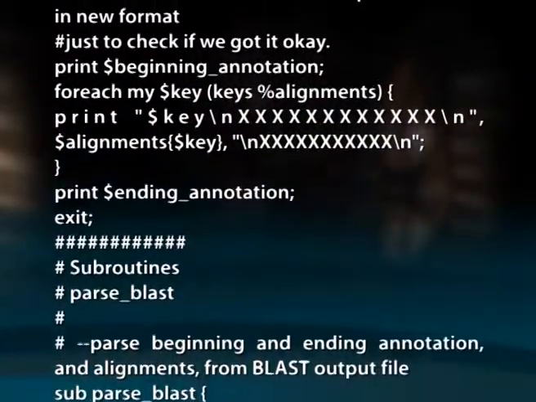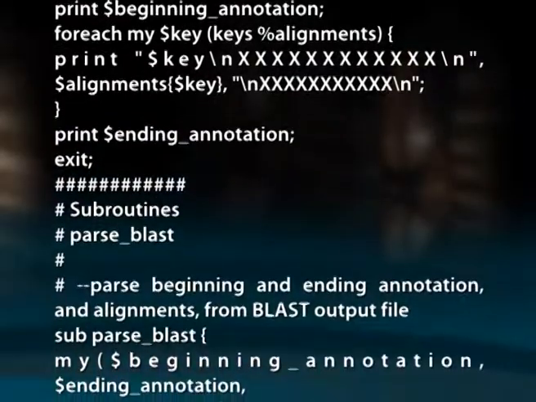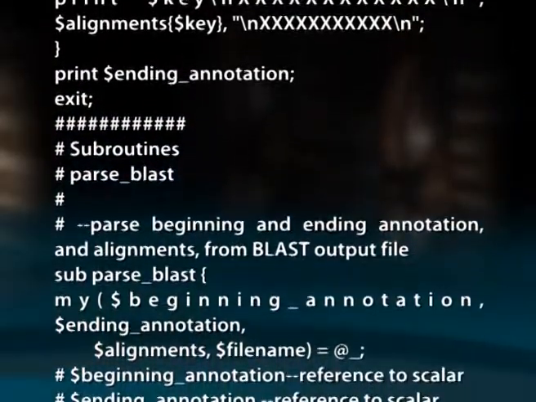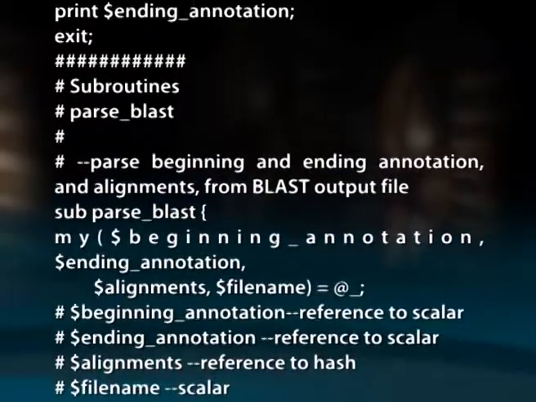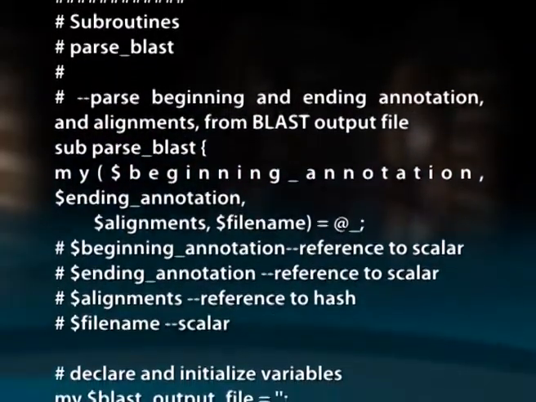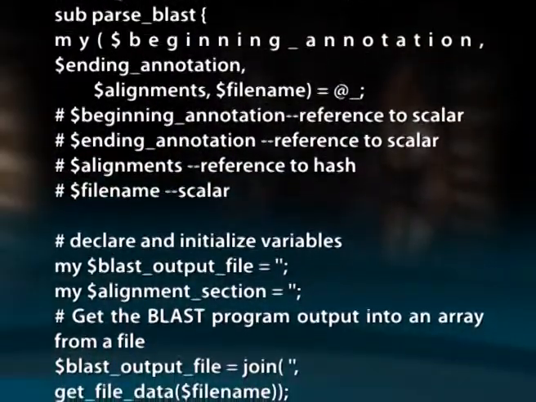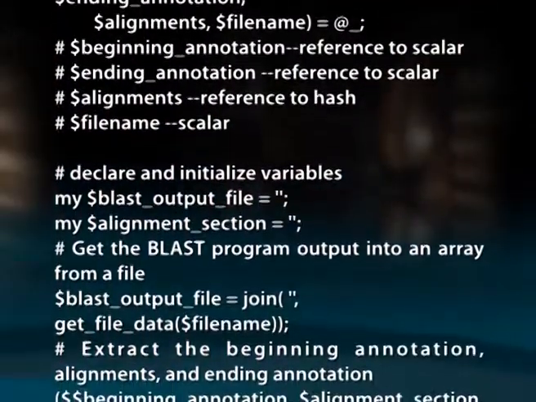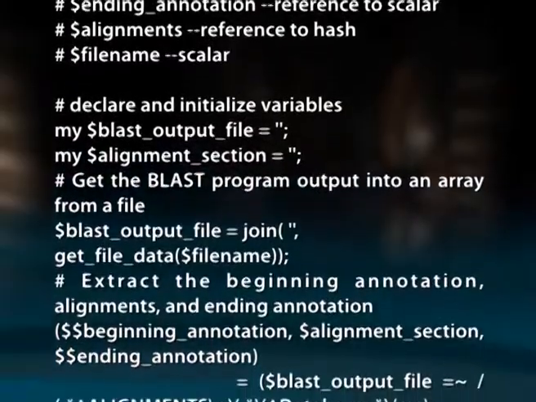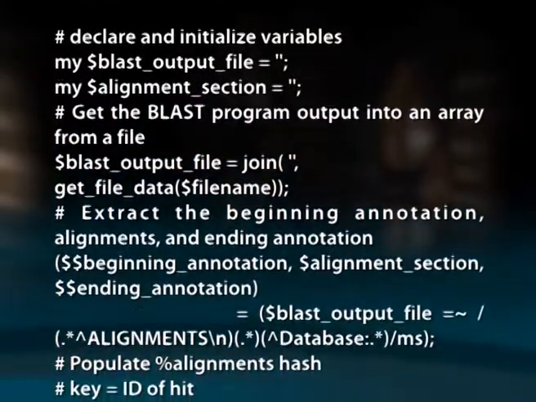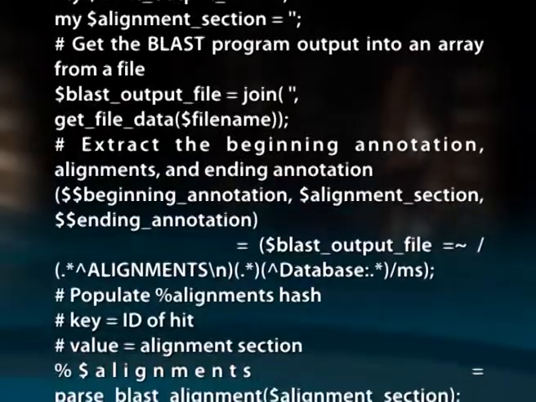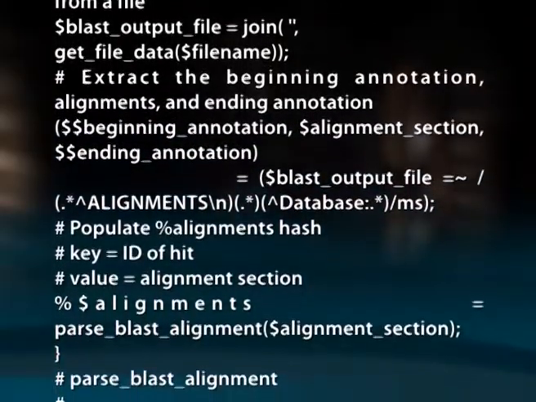The subroutine also initializes variables and it uses the statement $BLASToutputfile to get the BLAST program output into an array from the file. The statement is $BLASToutputfile equal to join, get_file_data of file name. Then extract the beginning annotation, alignments and ending annotation.